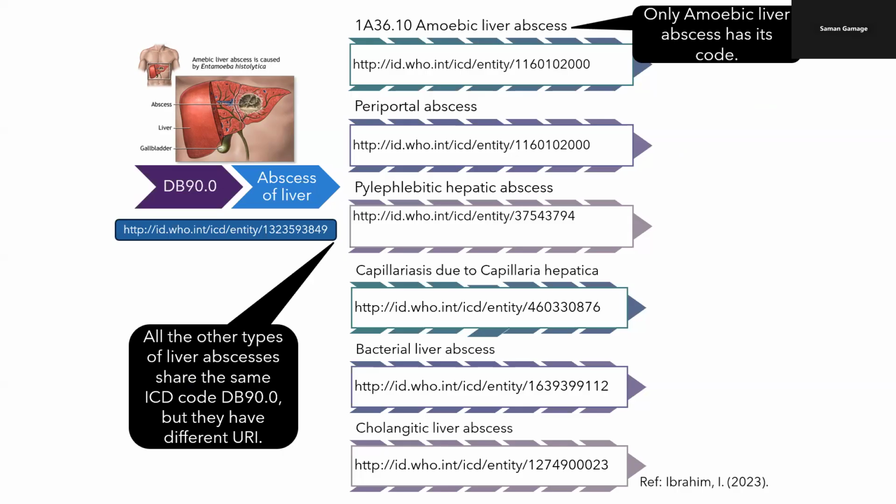You can see periportal abscess, pylephlebitic hepatic abscess, capillariasis due to Capillaria hepatica, bacterial liver abscess. They all share the common ICD-11 code DB 90.0, but they have specific unique resource identifiers, URI.